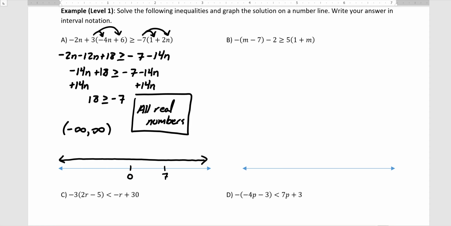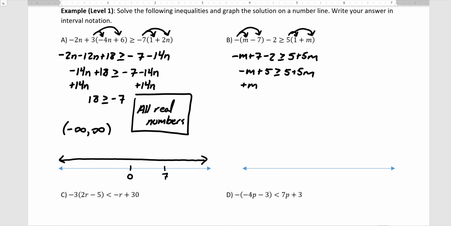Let's look at letter B now. Negative the quantity m minus 7 minus 2 is greater than or equal to 5 times the quantity 1 plus m. So distribute that negative, and then distribute this 5. We'll have negative m plus 7 minus 2 greater than or equal to 5 plus 5m. Let's combine some terms. So we have negative m plus 5 is greater than or equal to 5 plus 5m.